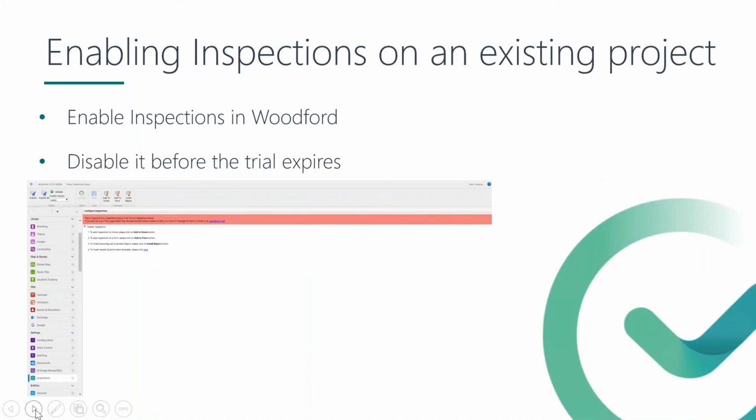If you have an existing project already and you would like to try inspections, or you would like to actually enable it and start working on your inspections project, what you need to do is just go to Woodford and enable it there. One little warning: if you want to run a trial of inspections, but you are already using a different scenario, please be sure that you turn this off within the 30 days. Otherwise, your mobile application will be put to its default state.